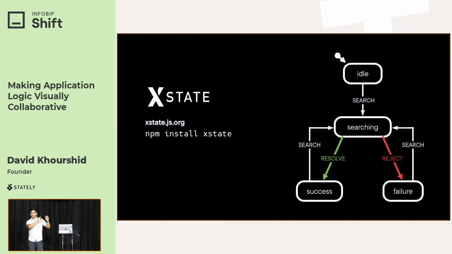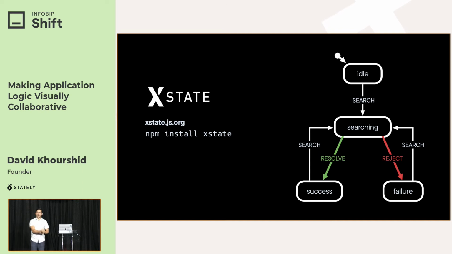So what happens if you have a button that says search and the user just clicks it a bunch of times? Nothing's going to happen, because in the searching state, that event's not handled at all. And so two things can happen that we could see. We could either resolve or we could reject, and each of those go into separate states. And so we could see from those success and failure states that we could search again, and then we're going back to the searching state.